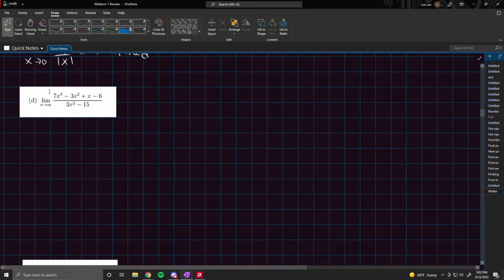So you have the limit as x approaches positive infinity of 7x cubed minus 3x squared plus x minus 6 all over 3x cubed minus 15. And so what is that? This one is not too bad, because the thing that saves us a lot of work and having to think very hard is this positive infinity here. What this positive infinity is telling me to look at is end behavior. This is the limit law question, right?